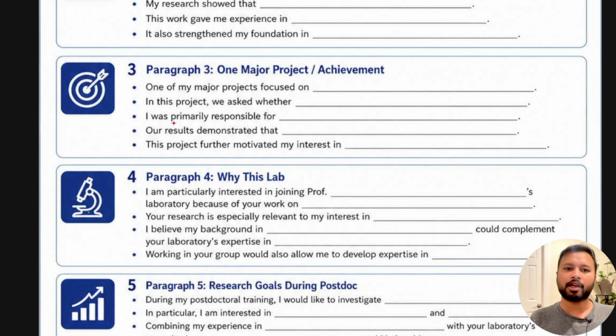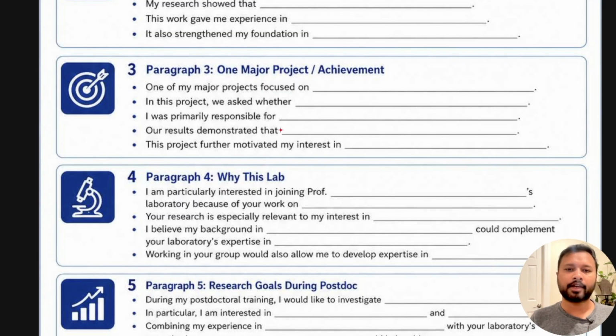You can mention there, "I was primarily responsible for..." So what you did in that project: whether you only collected data and somebody else did the analysis, or you did everything. You can mention that you collected the data, recorded everything, summarized everything, did the analysis, and made figures and all the things. Whatever you did for that project, you can mention.